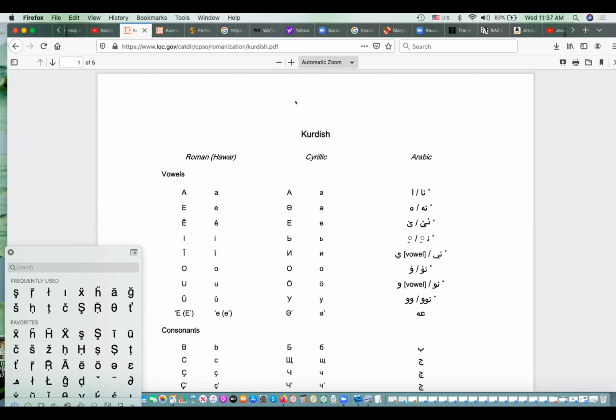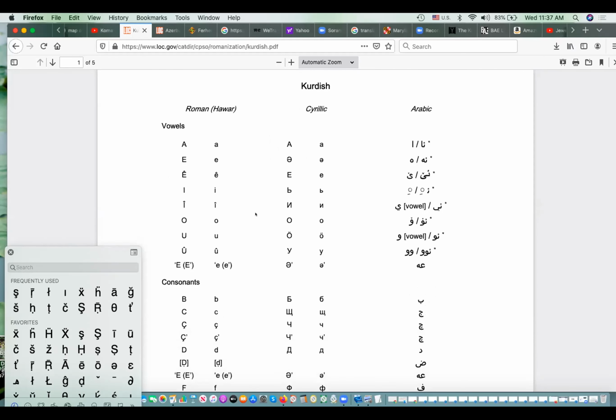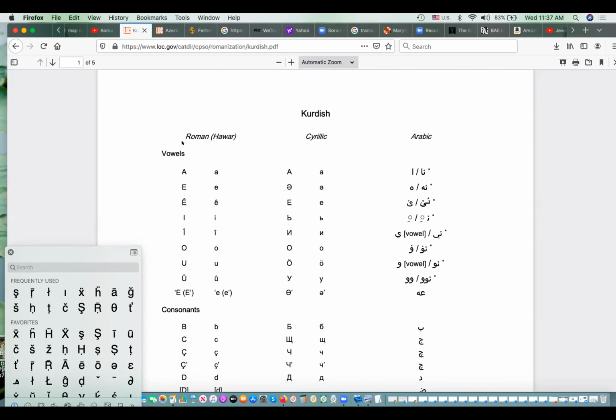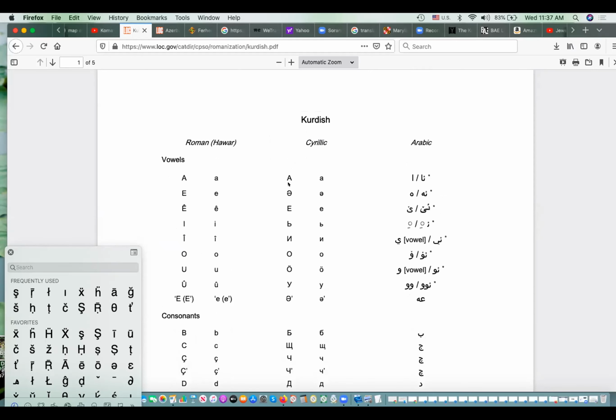Kurdish, can you see what I have here? This is from the ALA-LC Romanization chart. So there's the Roman script orthography, the Cyrillic script, and the Arabic script. These are, particularly the Roman and the Arabic, which are still in use, can be used for both Kurmanji and Sorani, as well as for such smaller dialects such as Zaza and Gorani or Haurami.